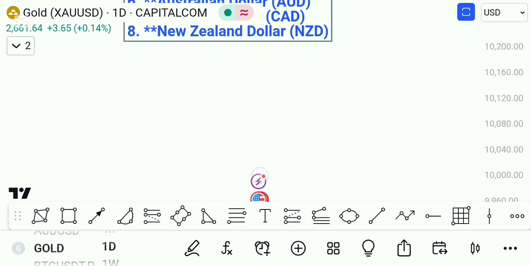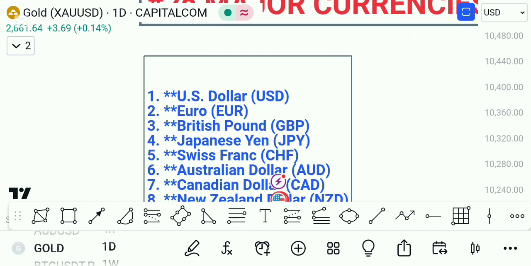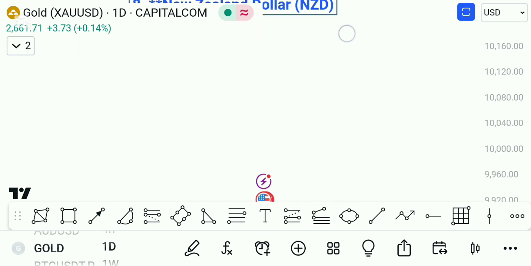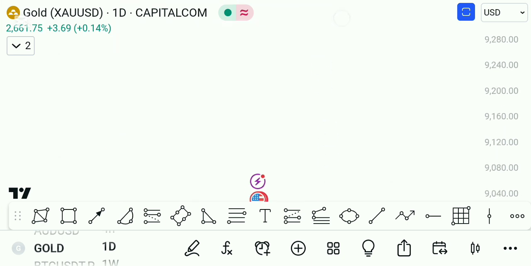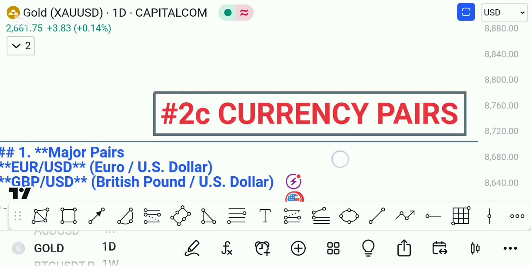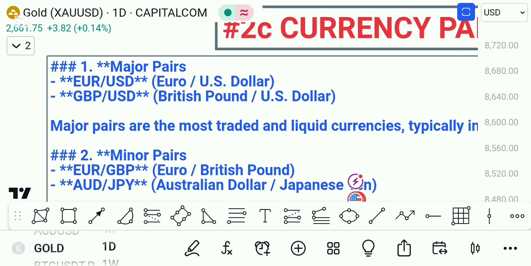Guys, can you see this major currency? Once you pair any of this currency from number 2 with this number 1, it's called major currency. Let's go back and see the example, guys. Now, guys, look at it. With euro, now this EUR is euro.